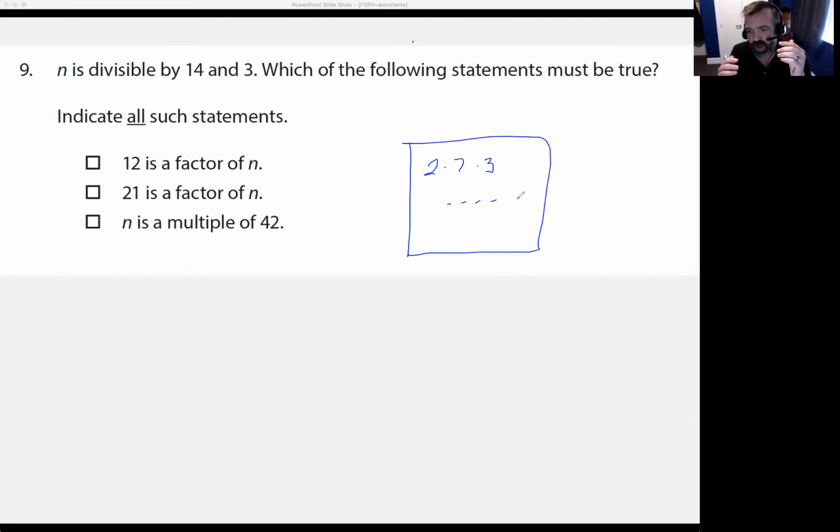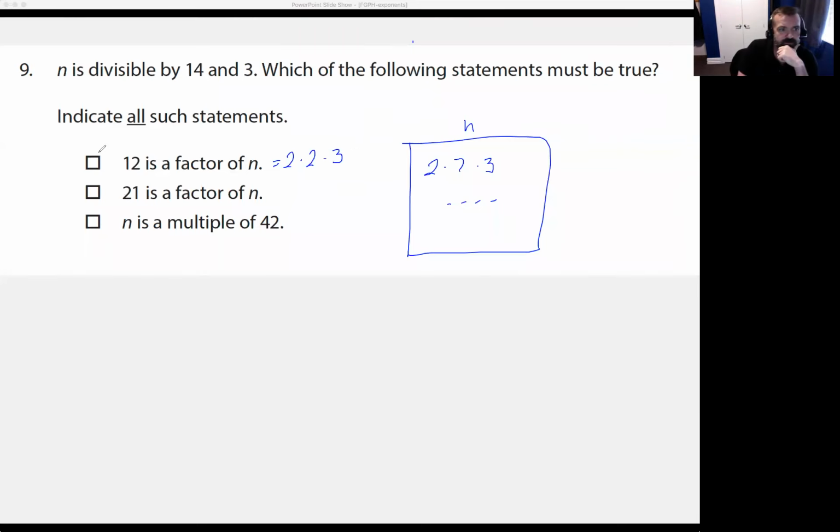Interesting. So I have broken out 14 into 2 and 7 and 3, and I've put that, so I know this is n. These are the ingredients of n. How do you make a 12? What do you need to make a 12? 3 and a 4, all the way down to prime factors. Okay. So 2 times 2 times 3. Do I know for sure all of those ingredients are there in n?